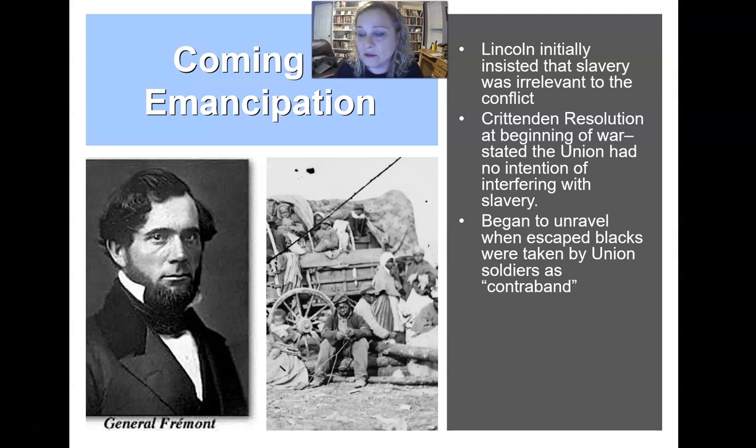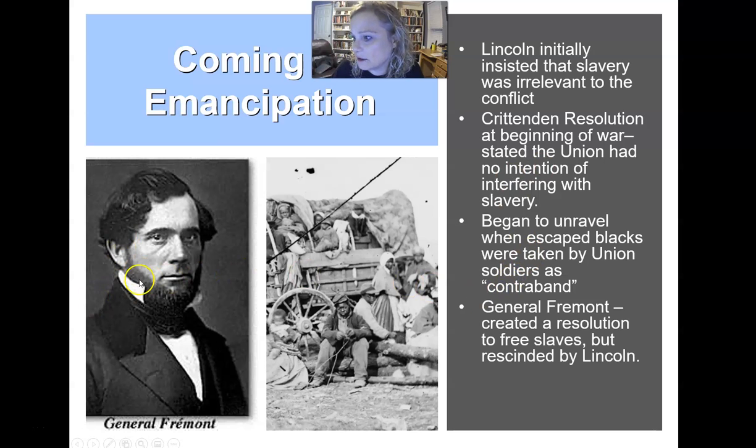But a lot of the generals were avid abolitionists and really wanted to free them. As a matter of fact, there's one general in particular, that's him here. He created a resolution to free the slaves because he thought that there needed to be something like that. He also thought, like many of the generals did, that slaves would be the best soldiers out there because they were fighting for their freedom. And so he really felt like that would work.